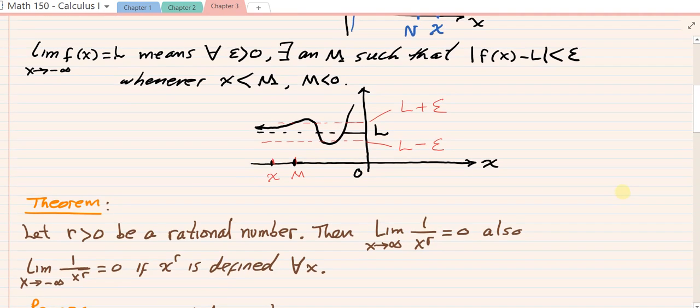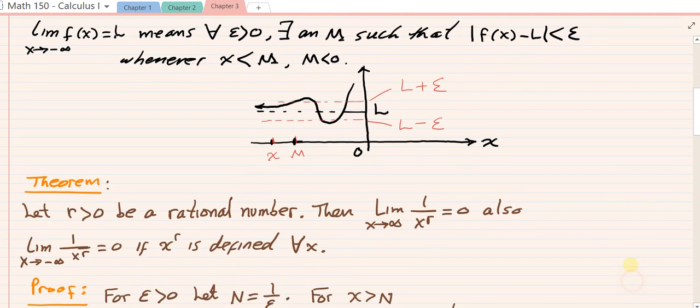Okay, so let's take a look at, I believe, the only theorem we have. So this theorem reads, let r be a rational number, and r is positive here. Then the limit as x approaches infinity of 1 over x to the r is 0. And also if x approaches negative infinity, the limit of that expression again is 0, if x to the r is defined, of course. If it's not defined, then this doesn't make sense for all x.